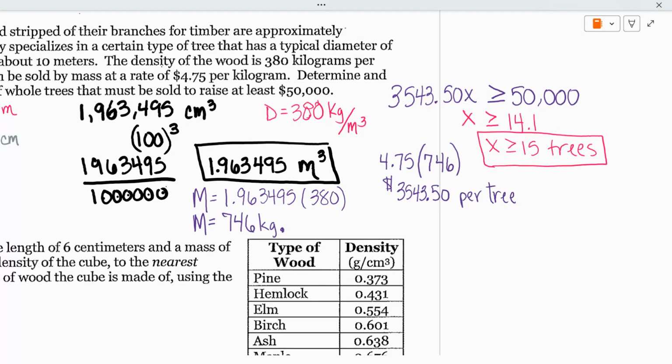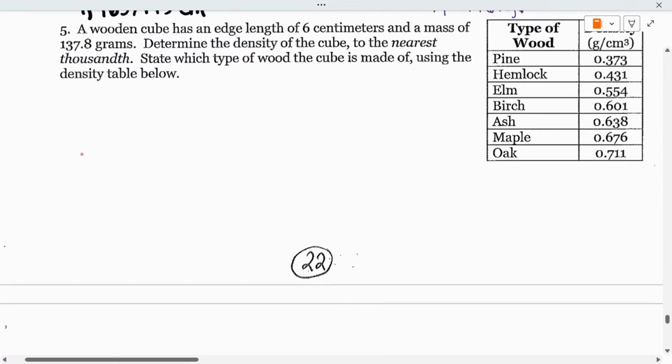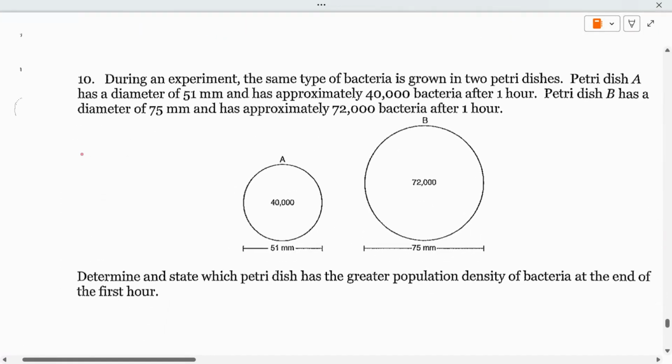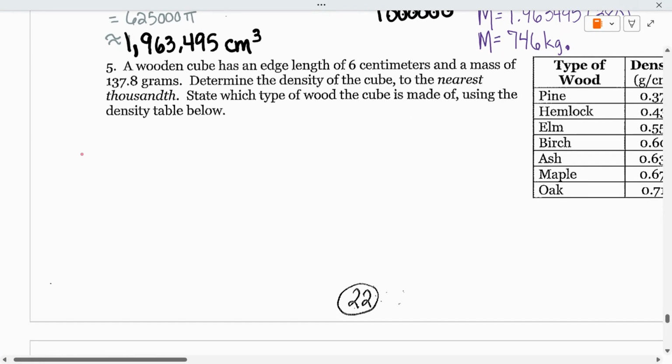Do you guys want to do number 5? So that way you just have 1, 2, 3. We're going to do number 5, and then I'm going to probably post the answers to the others because I'm not checking it. Like, I want you to get started on your Delta math. Let's do number 5 together really fast.